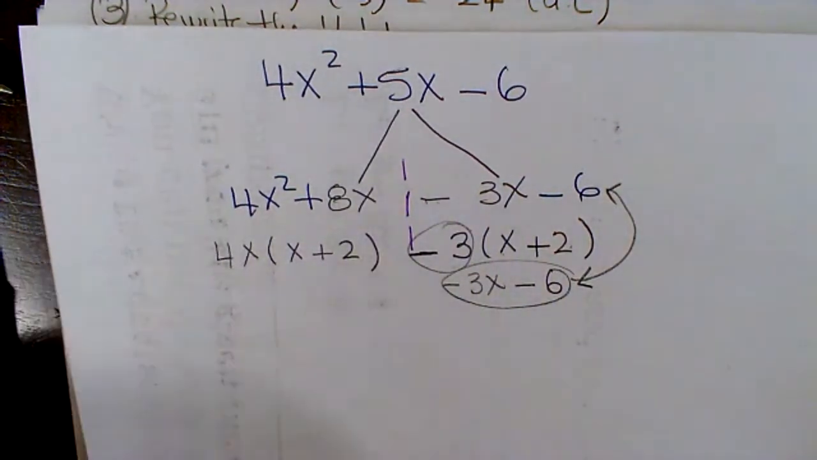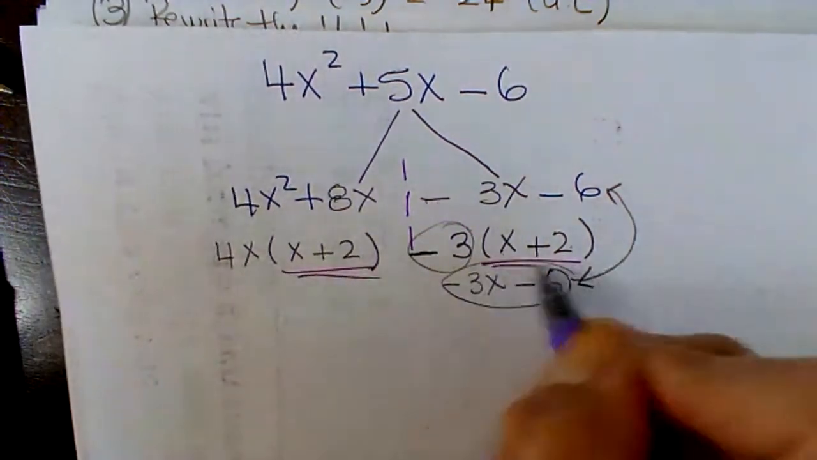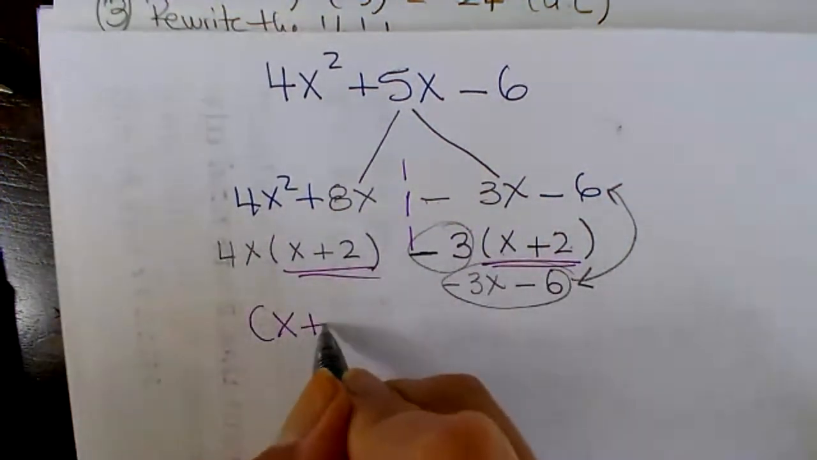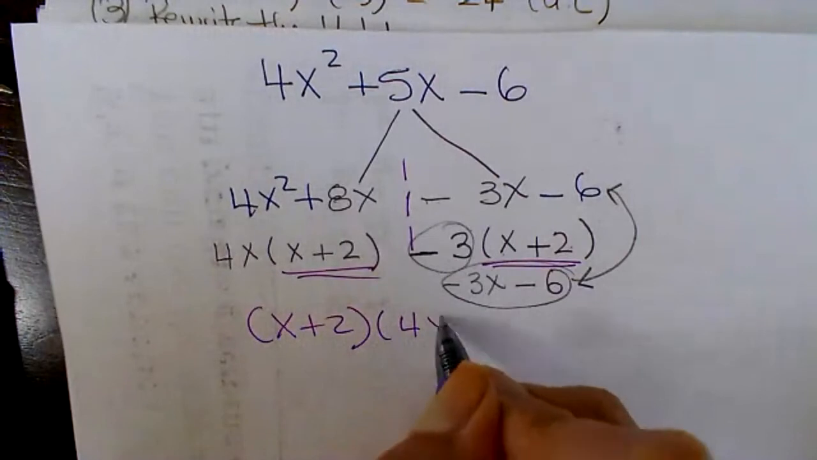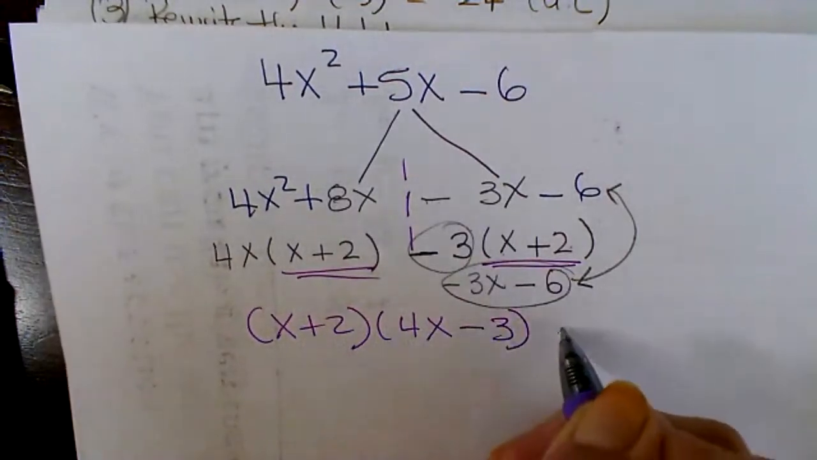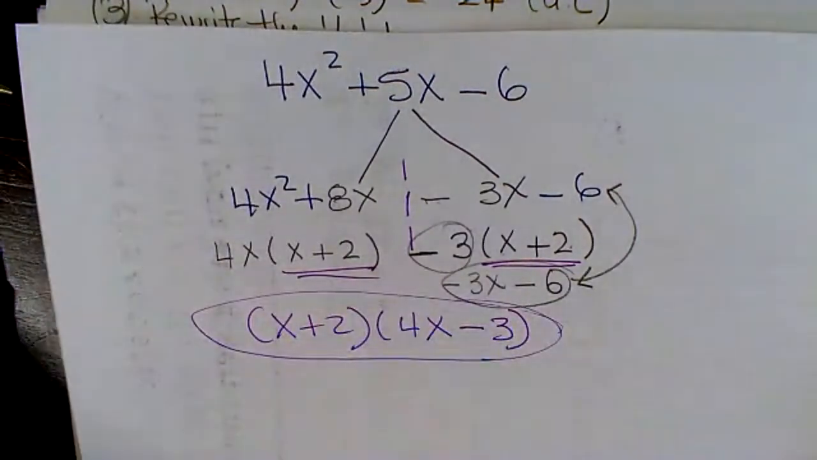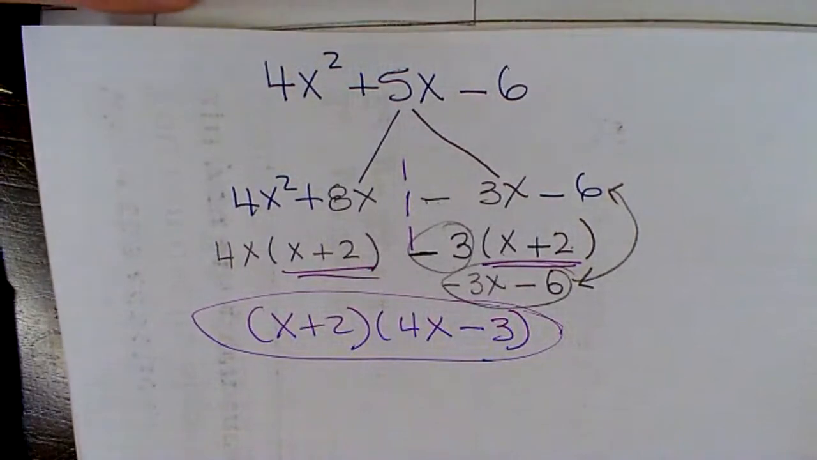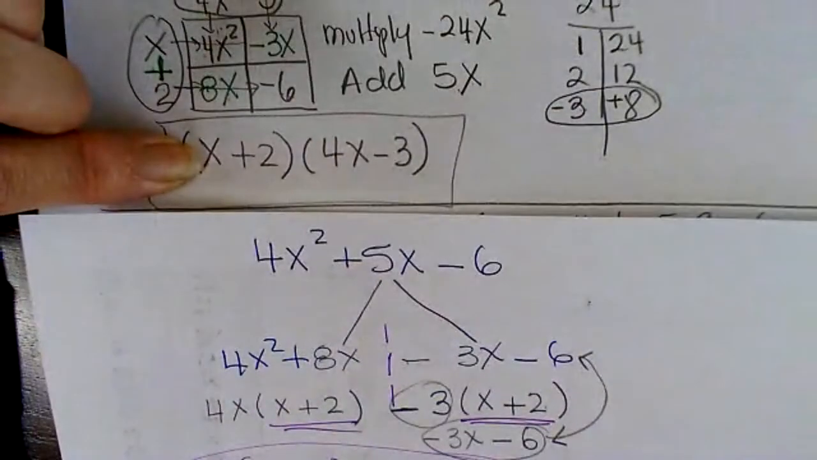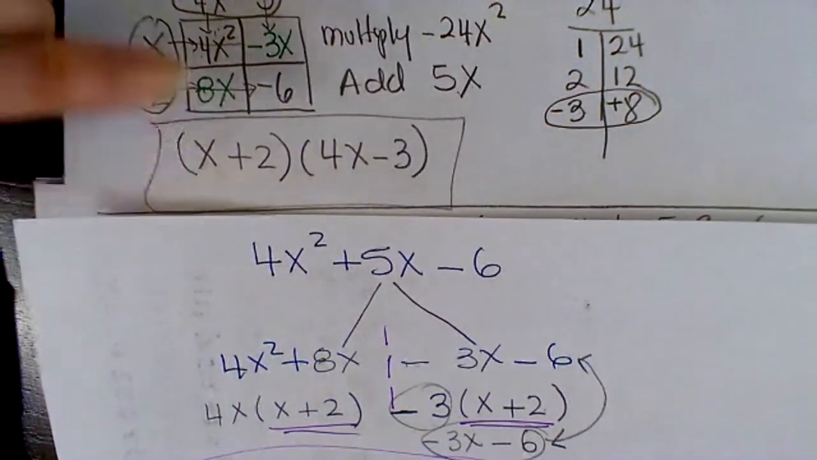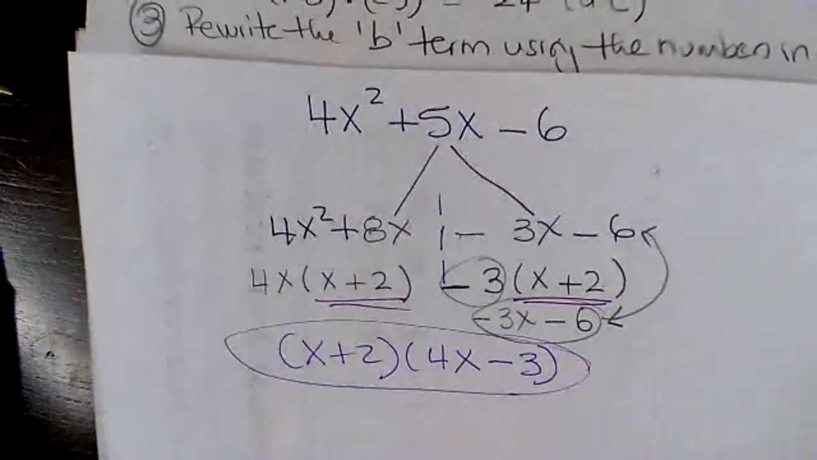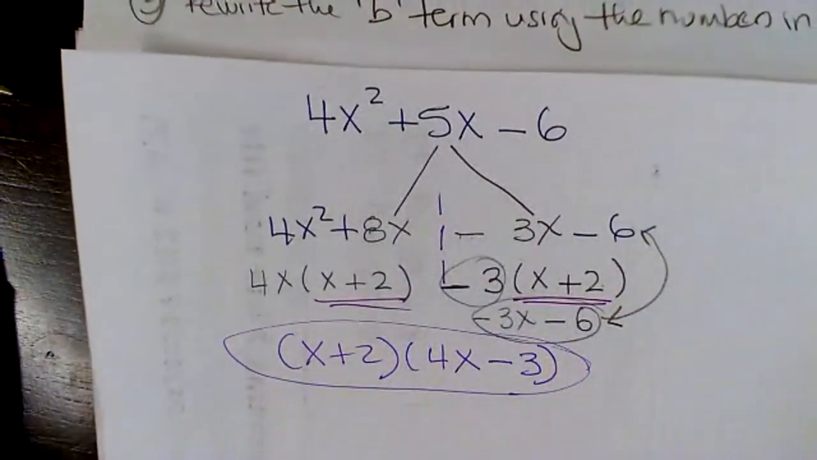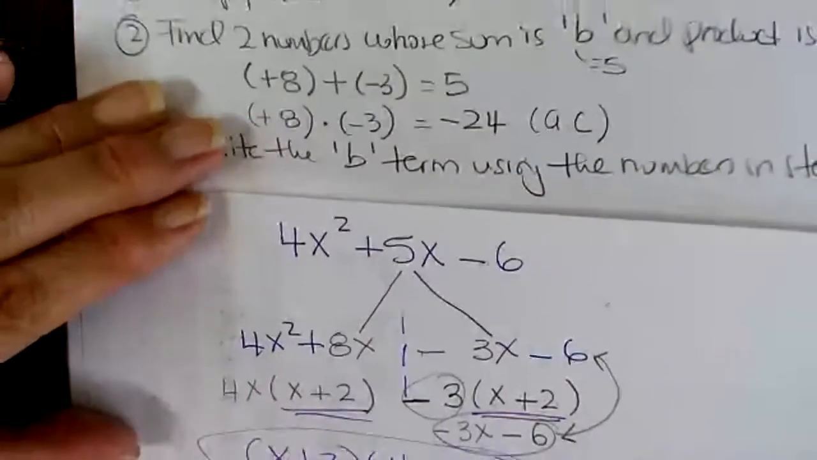Now, factor out the x plus 2, and what do I have left? 4x minus 3. And we got to the same answer as we did here. To me, I find it longer. I don't know, this is my opinion. You guys can decide what you want to do.